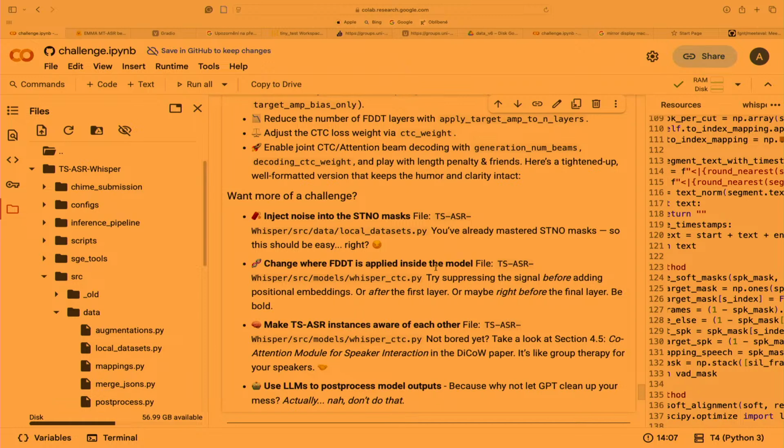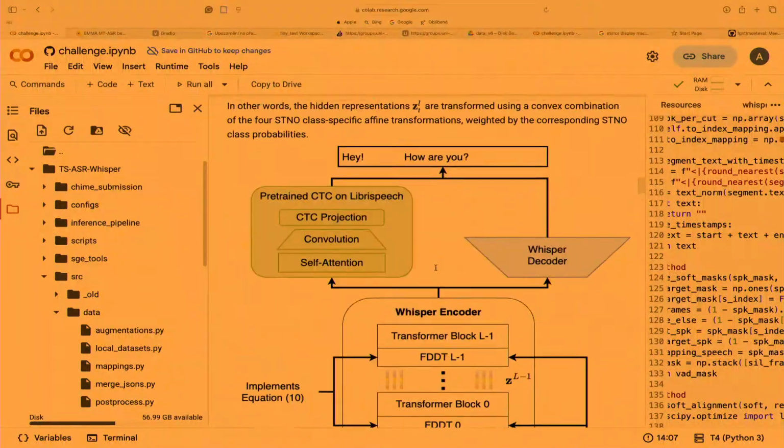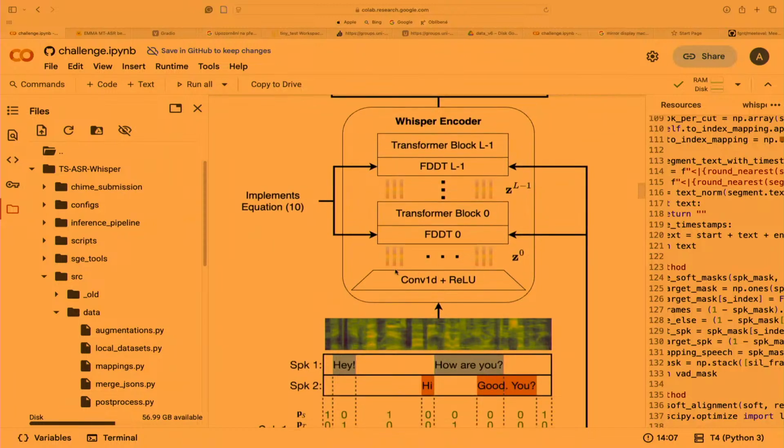Then there is also one thing about where the FDDT layers are applied. If you take a look, they are applied just before the first transformer layer. But what's before the first transformer layer? What's here? There is something missing here. What's there? So you have the original signal, you do some sampling with some nonlinearity. What is there next? Positional embedding.